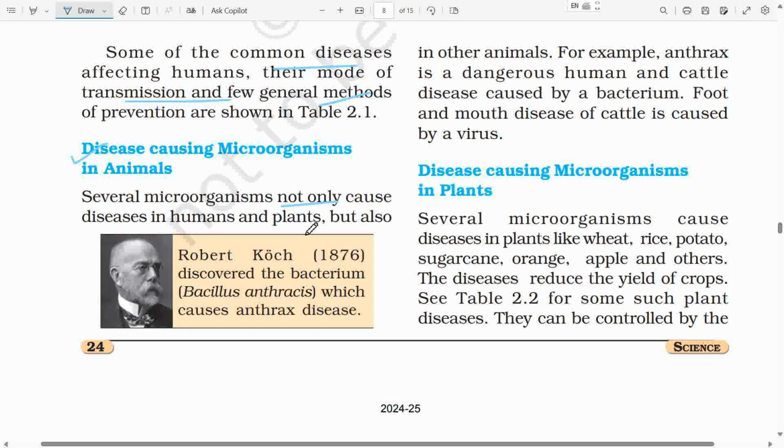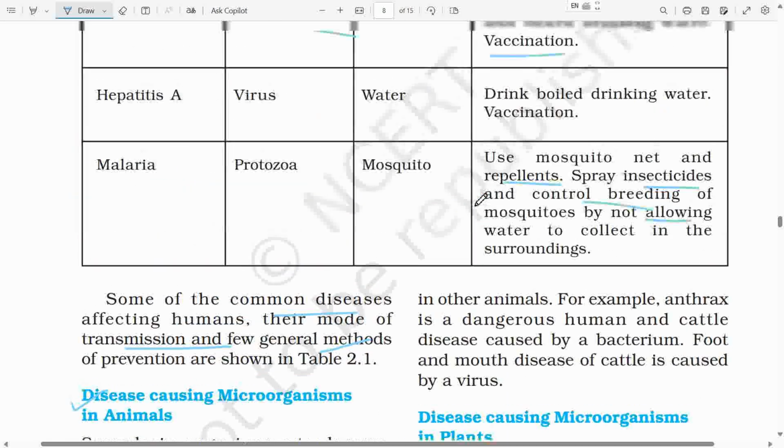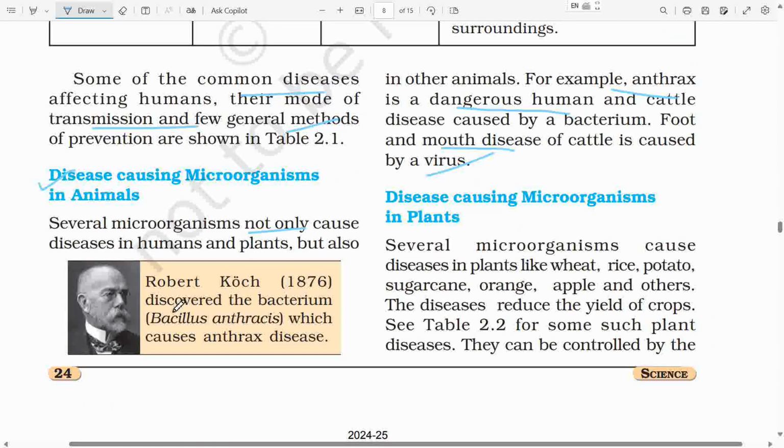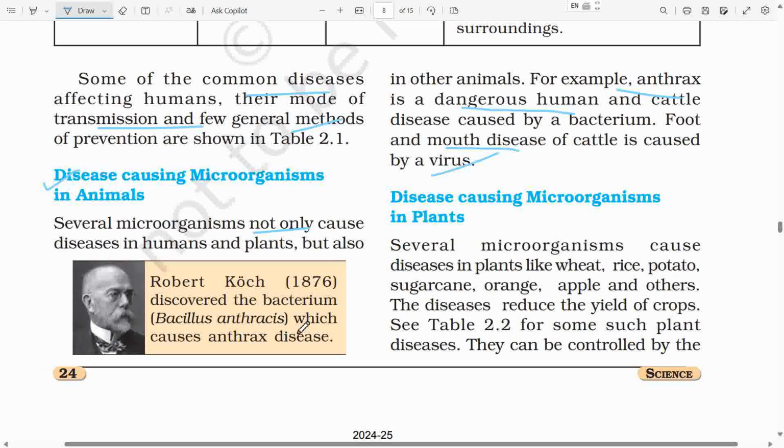Disease-causing microorganisms in animals. Several microorganisms not only cause diseases in humans and plants, but also in other animals. For example, anthrax is a dangerous human and cattle disease caused by a bacterium. Foot and mouth disease of cattle is caused by a virus. Robert Koch, 1876, discovered the bacterium Bacillus anthracis, which causes anthrax disease.